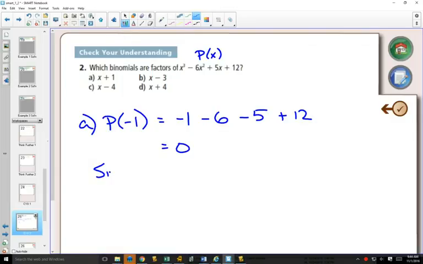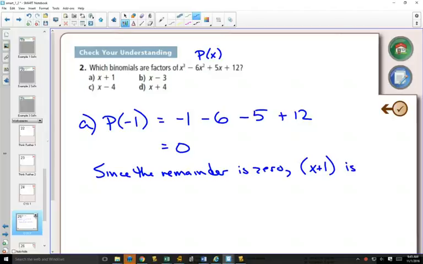So we can say since the remainder is 0, we know that x plus 1 is a factor. I find if you're dividing by x plus 1 or x minus 1, the remainder theorem is really quick to use because it's easy to do 1 cubed in your head or minus 1 cubed in your head.